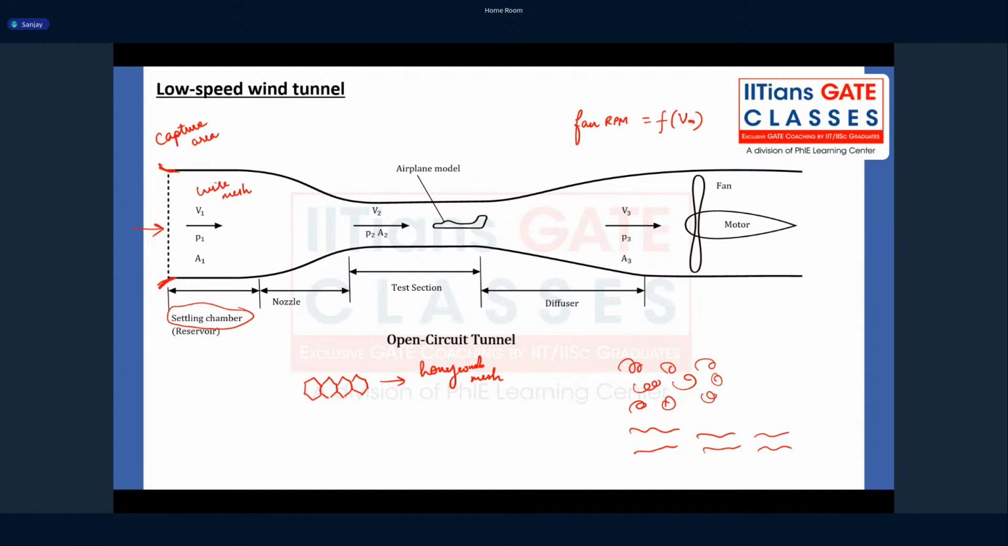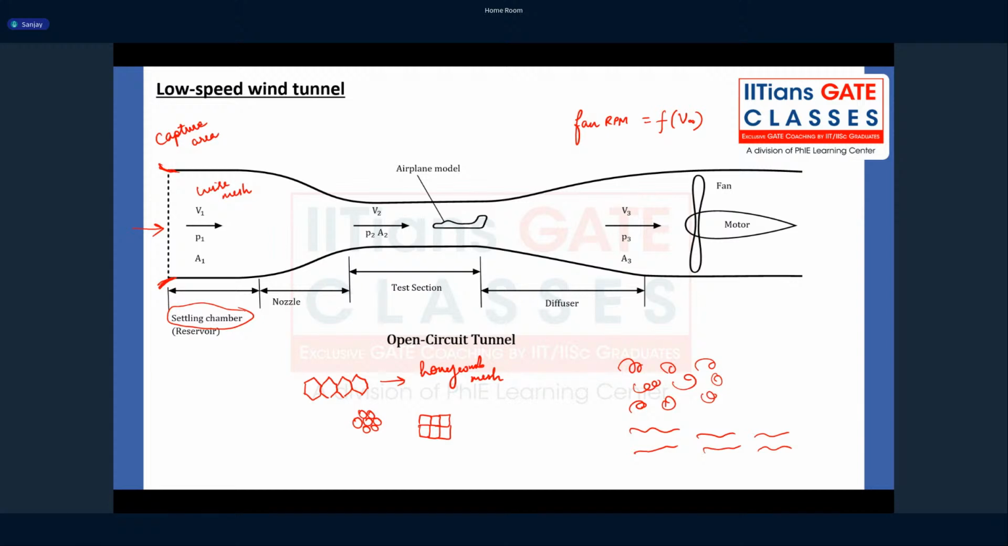Now instead of honeycomb mesh, you can also have circular meshes like this. And some tunnels also have just square meshes. But the advantage of using honeycomb mesh is that it has 6 edges, right? Because of more edges, it is more efficient in cutting down the eddies, removing the eddies.